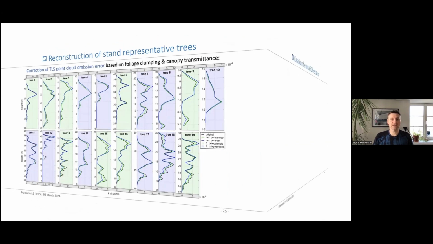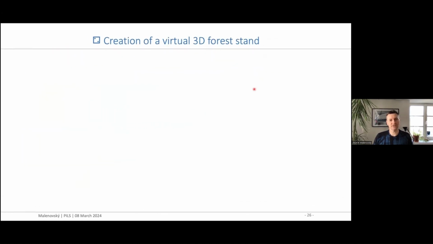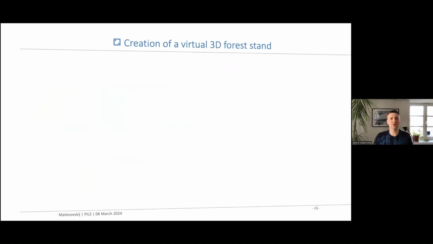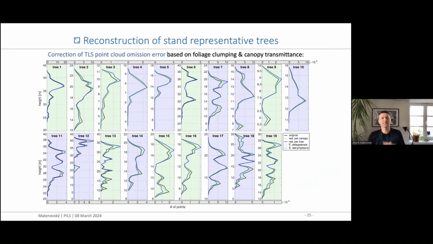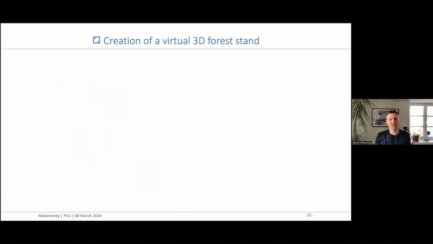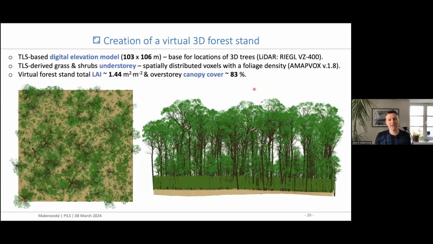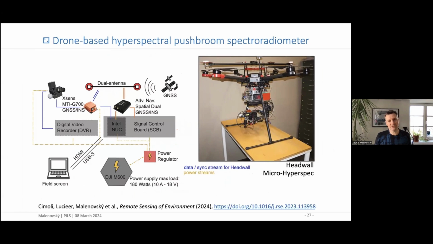We also tried to compensate for the occlusion of the TLS point clouds, so we don't see every single leaf due to the shading by other leaves. We developed a special algorithm where every single one of these 19 representative trees was corrected for the occlusion. Now, this is a pretty long process, as you see, but at the end, we ended up with a 3D representation of that forest.